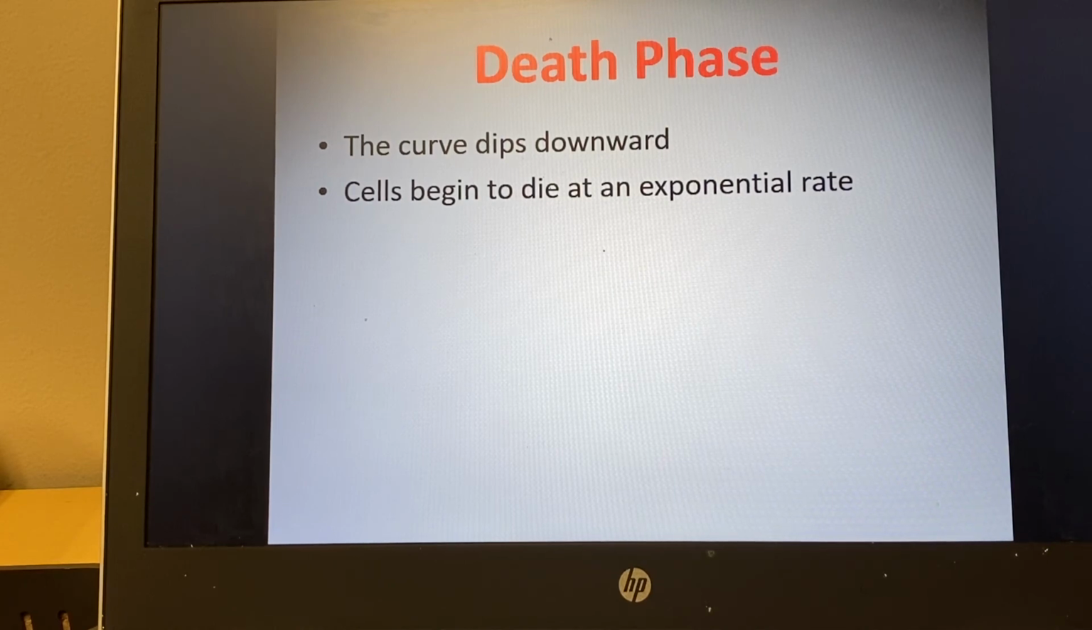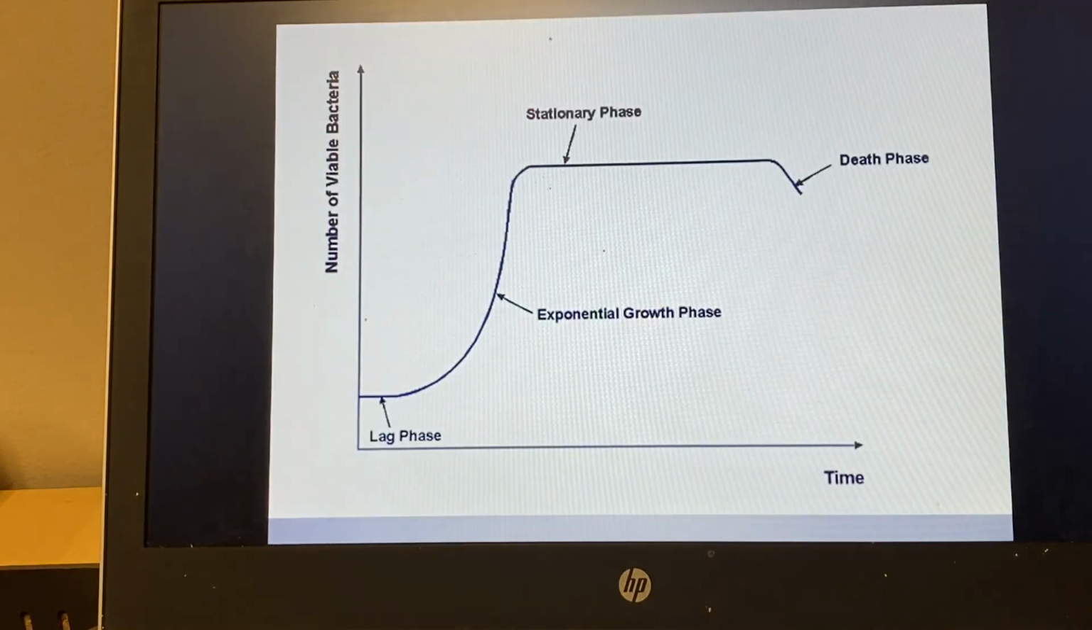When we talk about things like disinfectants and antiseptics, this is our goal. We want to use enough of that chemical so the microbes start dying, and when they die, they die really, really fast at an exponential rate. So to sum this up, this is the general shape of the bacterial growth curve, no matter what species of bacteria it is.